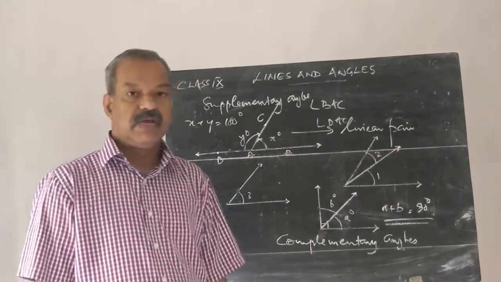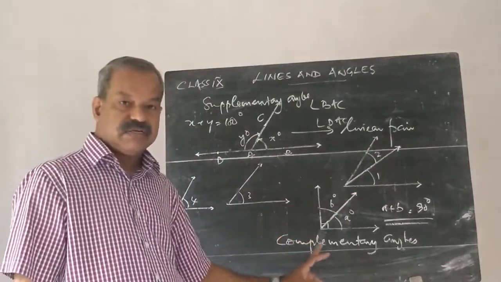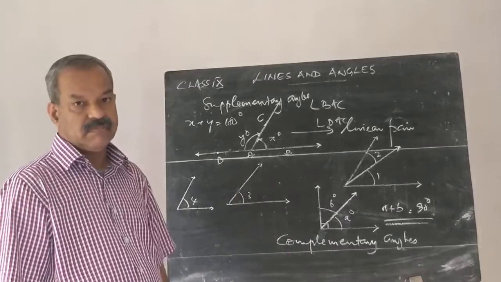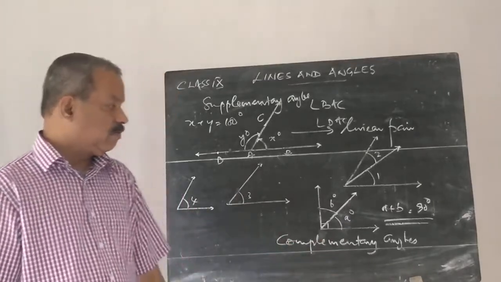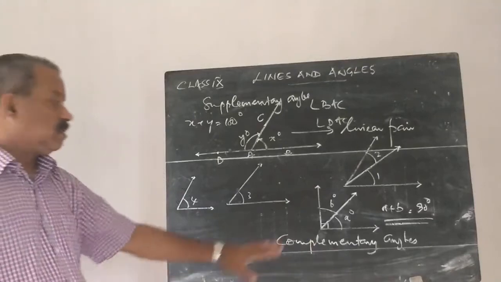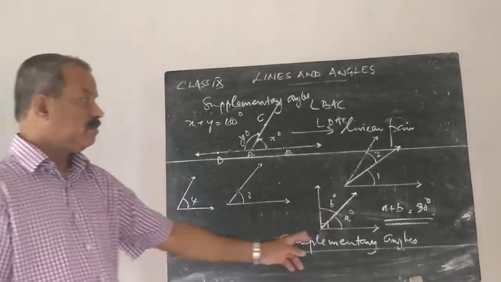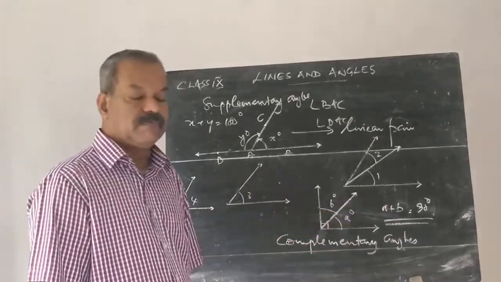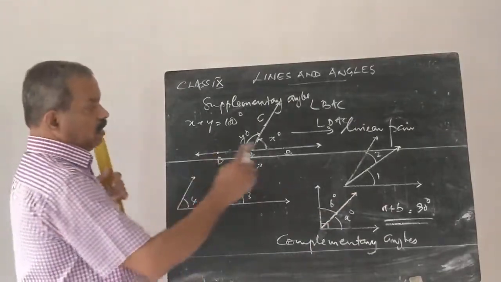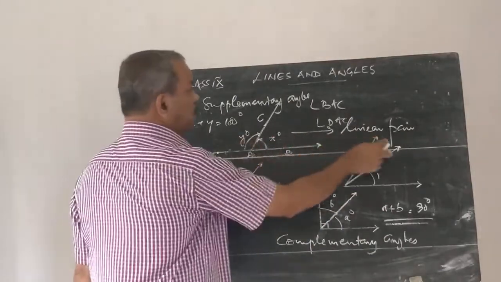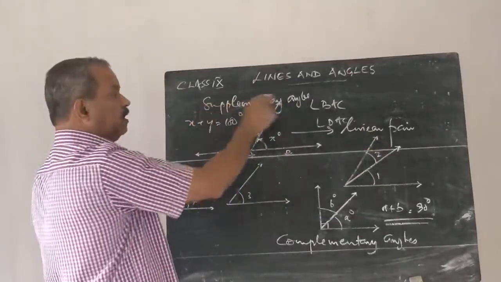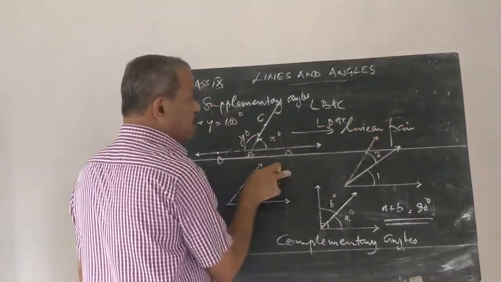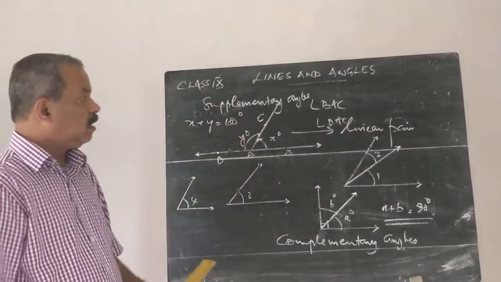Complementary angles. What are complementary angles? A pair of angles which are either adjacent or non-adjacent. What is required to become complementary angles? Their sum should be 90 degrees, whether they are adjacent or not, irrespective of their position. So, to distinguish a linear pair from supplementary angles: supplementary means the sum of two angles is 180, whether they are adjacent angles or not. But to form a linear pair, the angles must be adjacent.